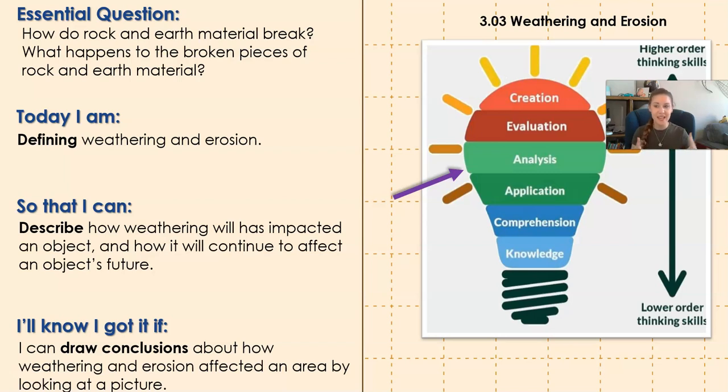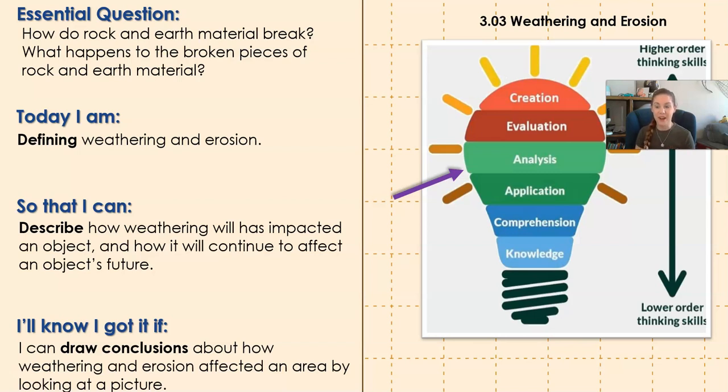We have sand and dust and dirt all over. Where did it come from? How did it get there? How does it break off of whatever bigger object it came from? What happens to these broken pieces of rock and earth material?